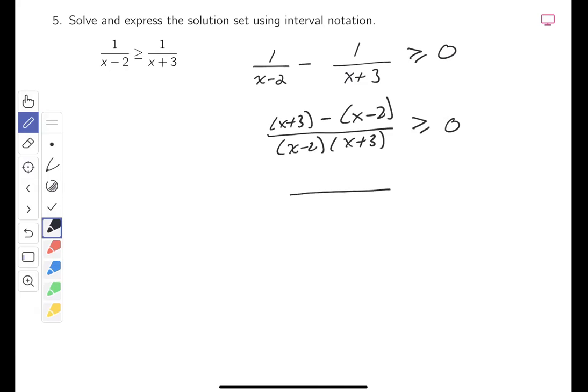And what would you get? x minus x, well, that disappears, which is good news. And 3 minus minus 2, which is 5. What do you get on bottom? x minus 2 over x plus 3. That's done. What do you do now?